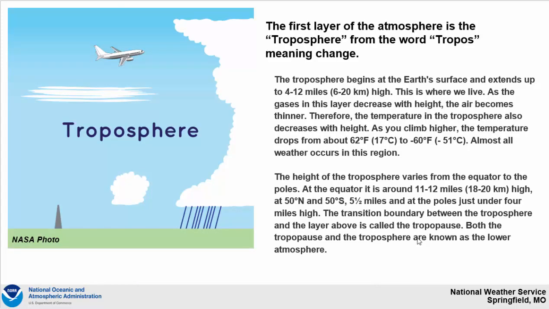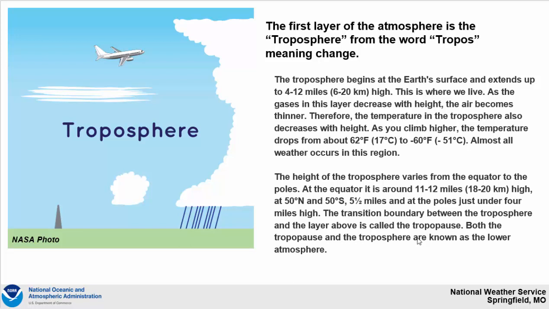The first layer of the atmosphere is the troposphere, from the word tropos, meaning change. The troposphere begins at the Earth's surface and extends up to about 4 to 12 miles high. This is where we live. As the gases in this layer decrease with height, the air becomes thinner. Therefore, the temperature in the troposphere also decreases with height. As you climb higher, the temperature drops from about 62 Fahrenheit to about minus 60 Fahrenheit. Almost all weather occurs in this region.